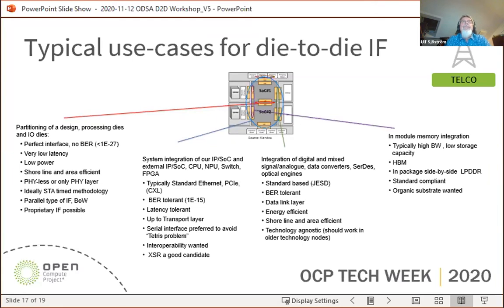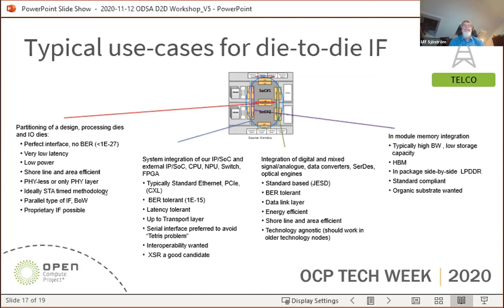Here, to partition a design, we would like an ideal interface, a perfect interface with no or very low bit error rates, very low latency, low power. It shouldn't consume too much real estate on the chip. Ideally, something very light, PHYless or very light PHY layer. Ideally, something that wouldn't break up the design methodology.